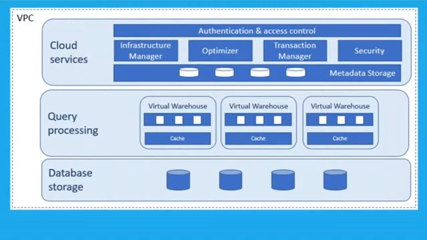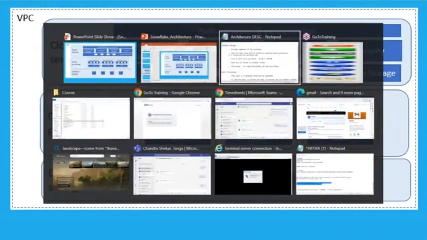So we have a cloud services layer, then a query processing layer, and then a database layer. I am repeating this because Snowflake architecture is very important. Damn sure you will get one or two questions on Snowflake architecture in every interview, wherever you go, in all the companies. That's why I am repeating. So we have a cloud services layer, a query processing layer, and a database storage layer. Now we will discuss one by one.